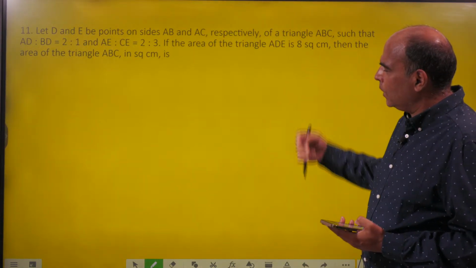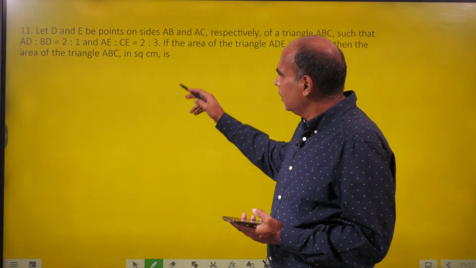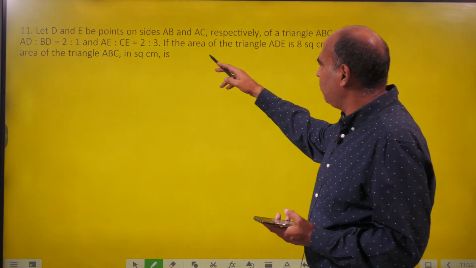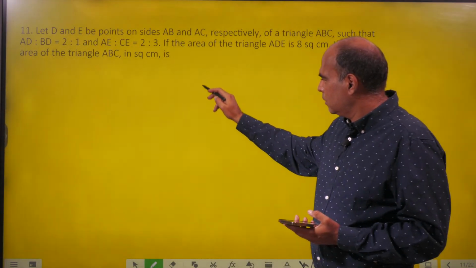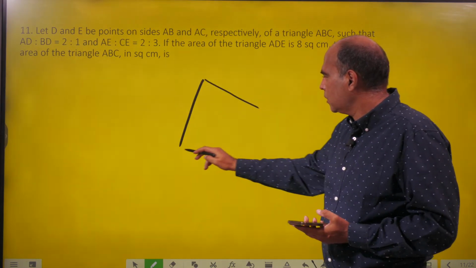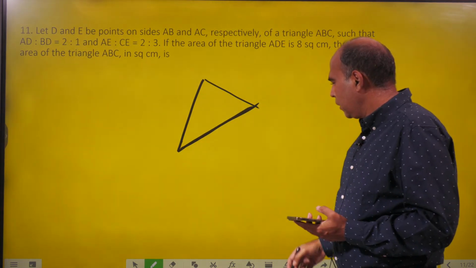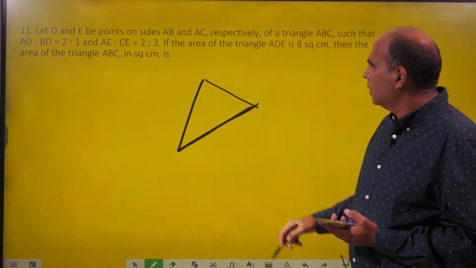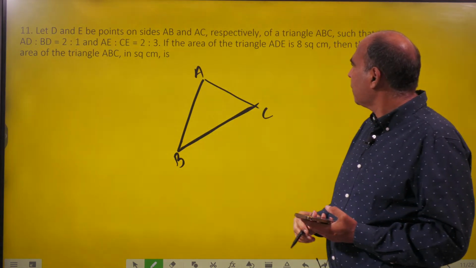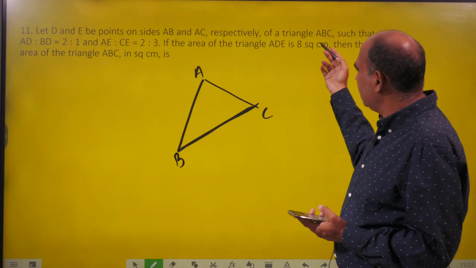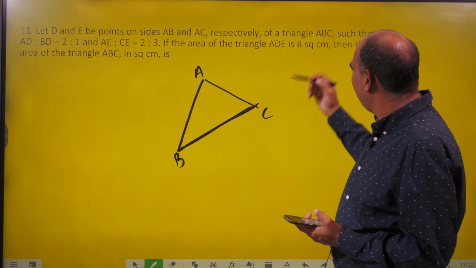So let's come to the next one. This next one is again a pretty simple one, although it's geometry, my bugbear normally. Let D and E be points on sides AB and AC respectively of a triangle ABC. So let's say there's a triangle. It's not an equilateral triangle, it's not an isosceles triangle also, so we draw some kind of triangle like this, and this is A, B, C, and D and E are points on sides AB and AC respectively of a triangle ABC.